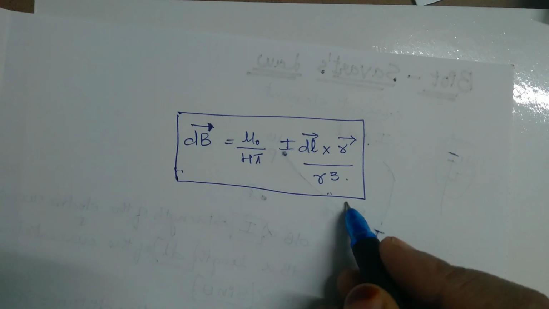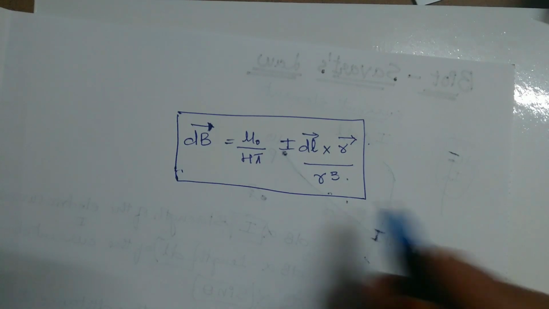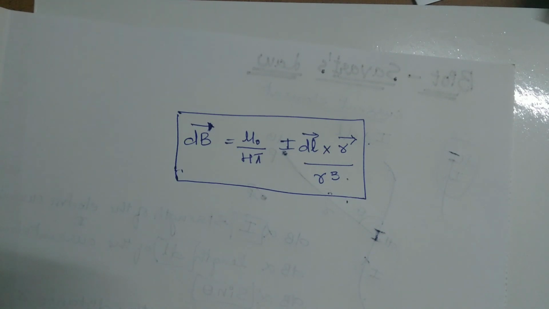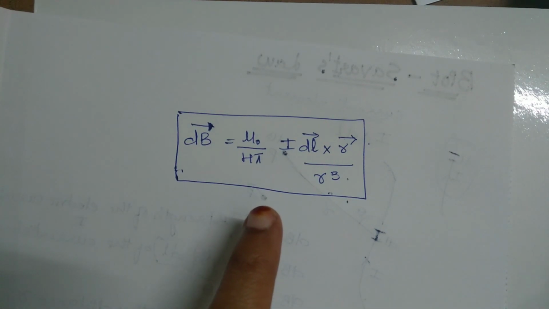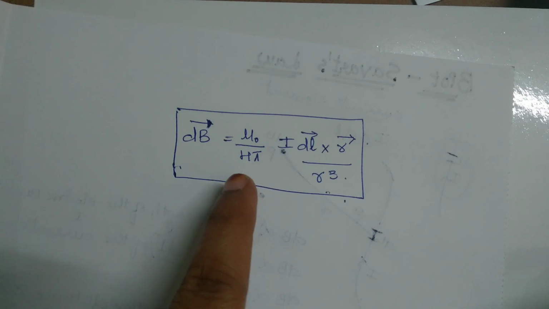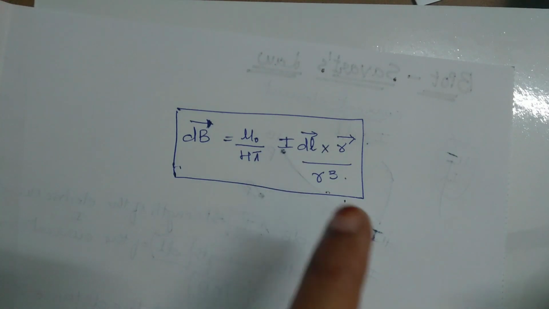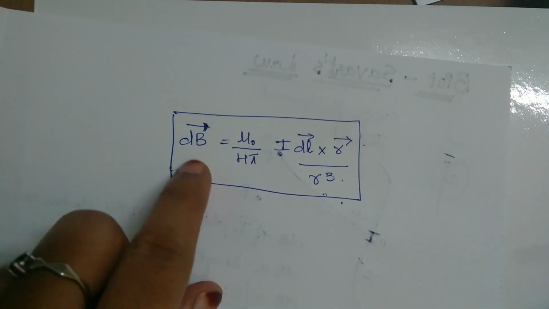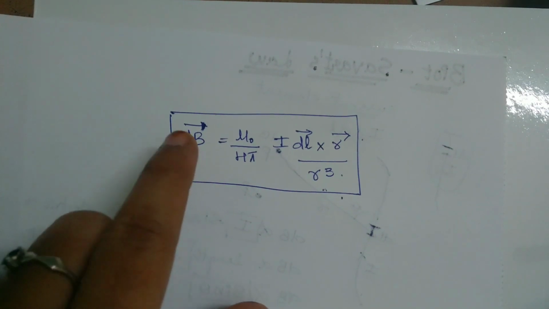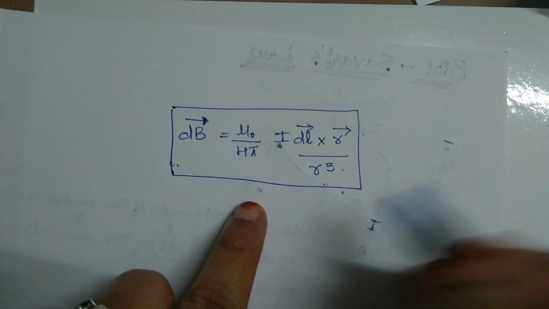This can be asked in the objective: what will be the vector form of Biot-Savart's law? If it comes, you can directly say that this is the vector notation for Biot-Savart's law. The direction of dB is perpendicular to the plane containing dl and r.